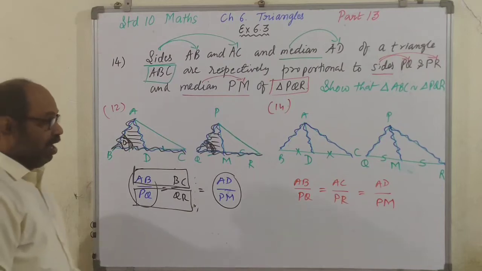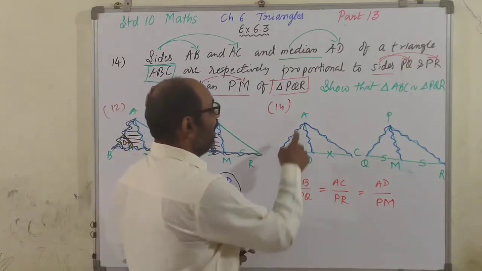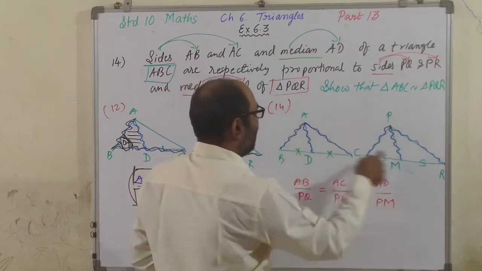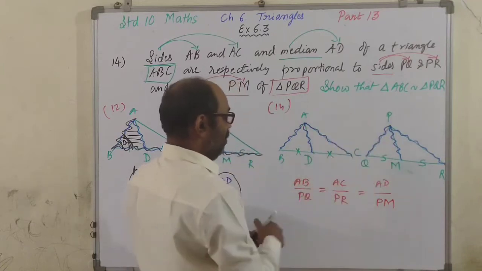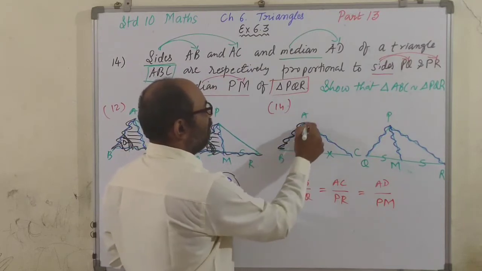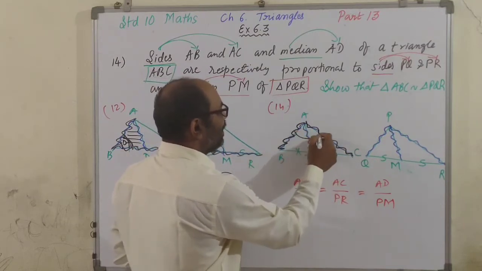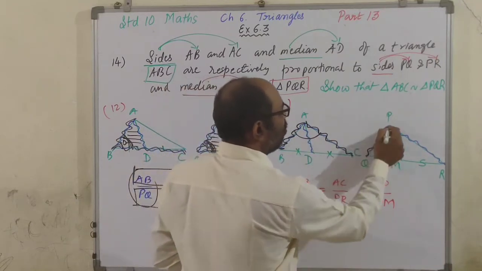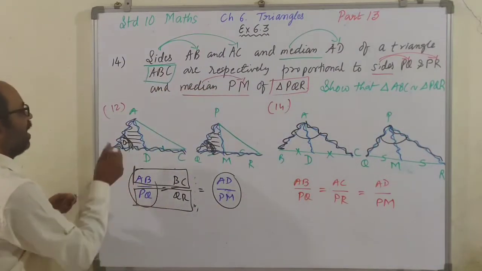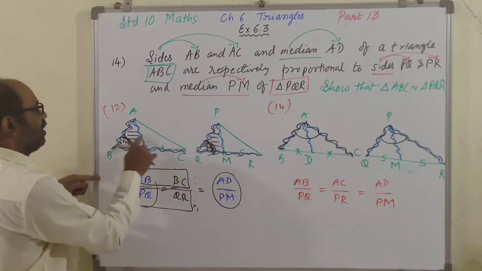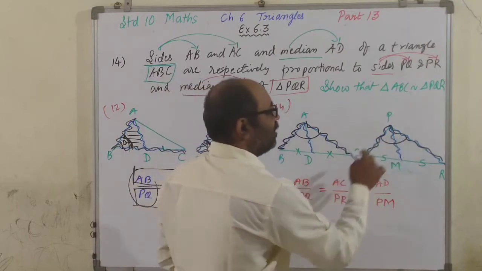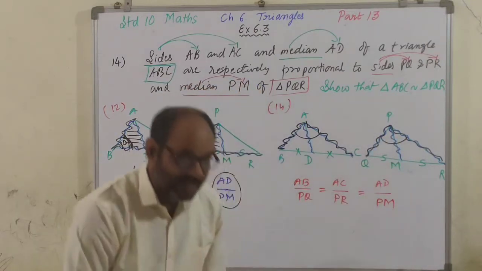Okay, now here AB upon PQ is equal to AC upon PR is equal to AD upon PM. The two sides of triangle ABC are AB and AC, and the angle between them is this. Similarly for PQ and PR, the angle between them is this. There the angle was not divided. Here the angle is divided into two smaller angles.